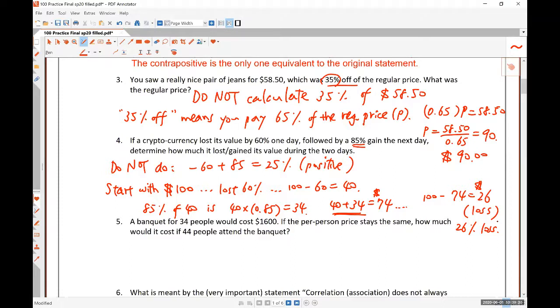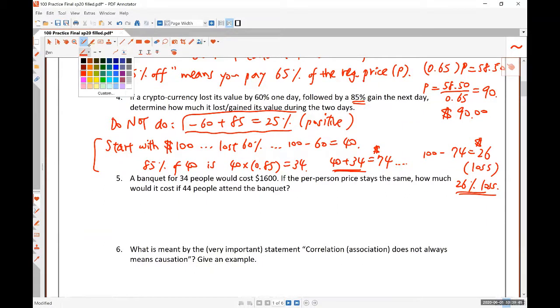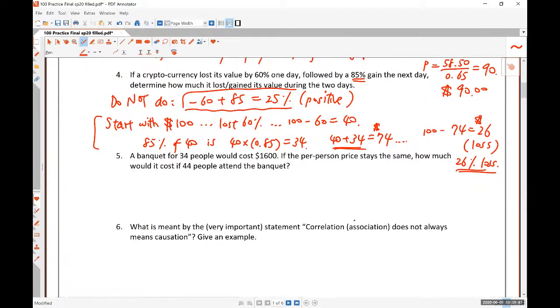And you cannot get this number by any kind of addition or subtraction of these two numbers, 60 and 85. Okay, the only way to do this is really to follow the money, or follow what happened to the values this way. Okay, all right, number 5, a banquet for 34 people would cost $1,600.